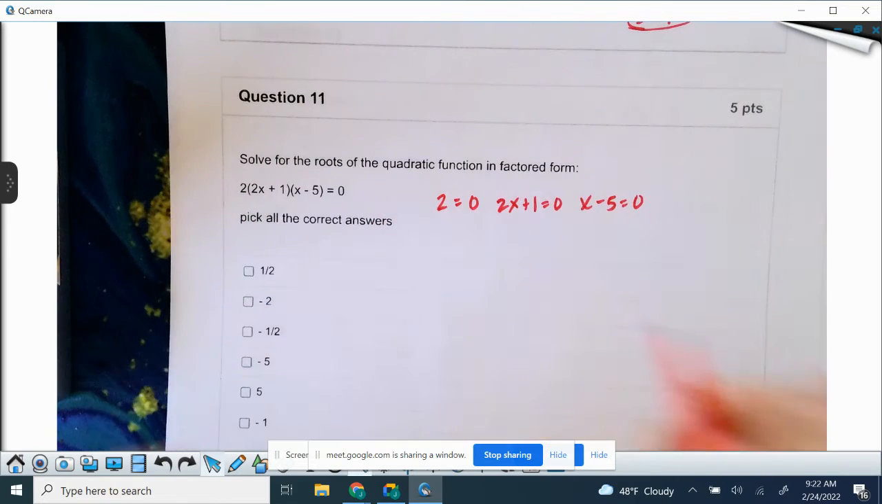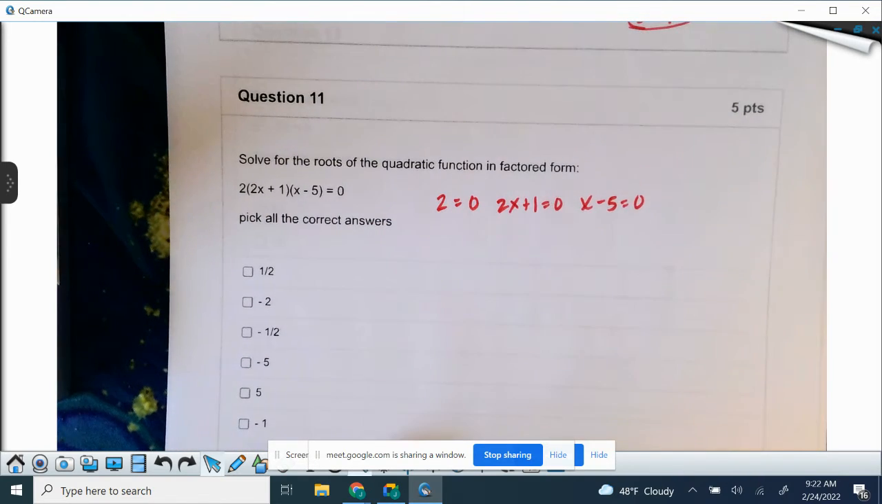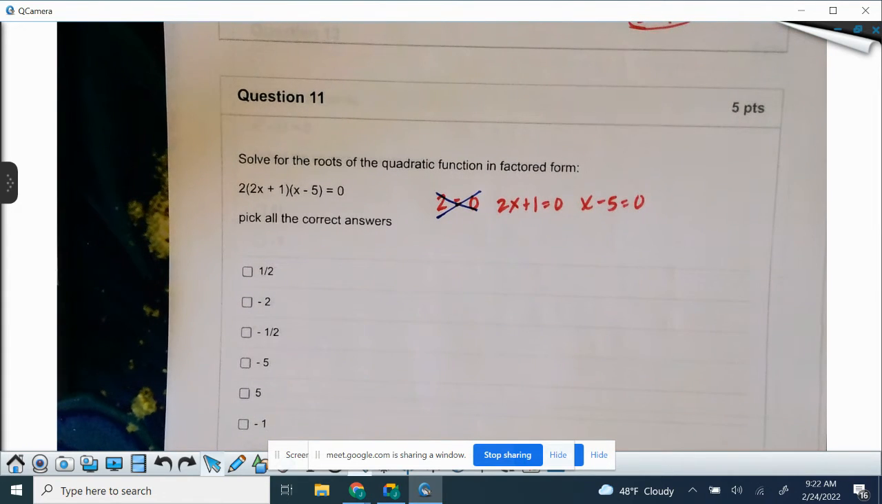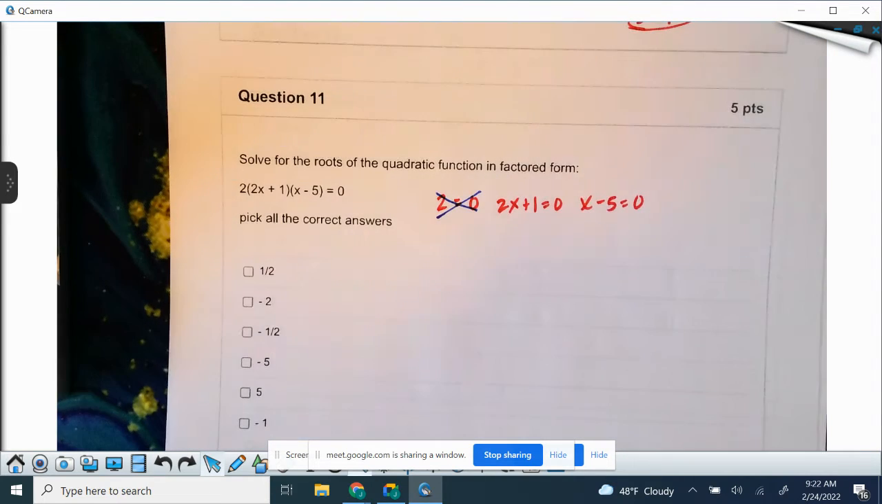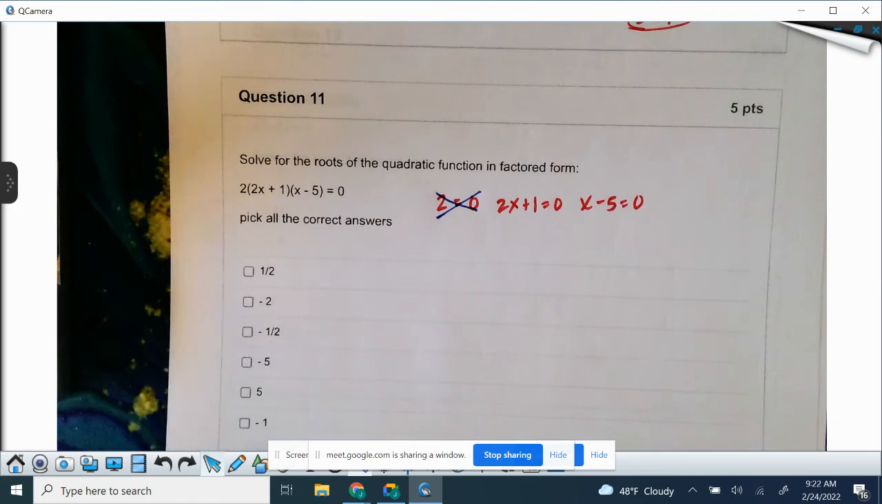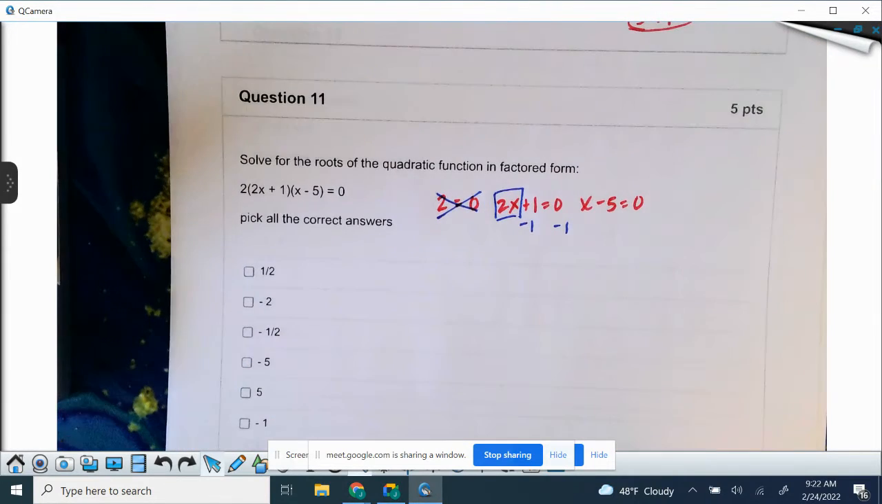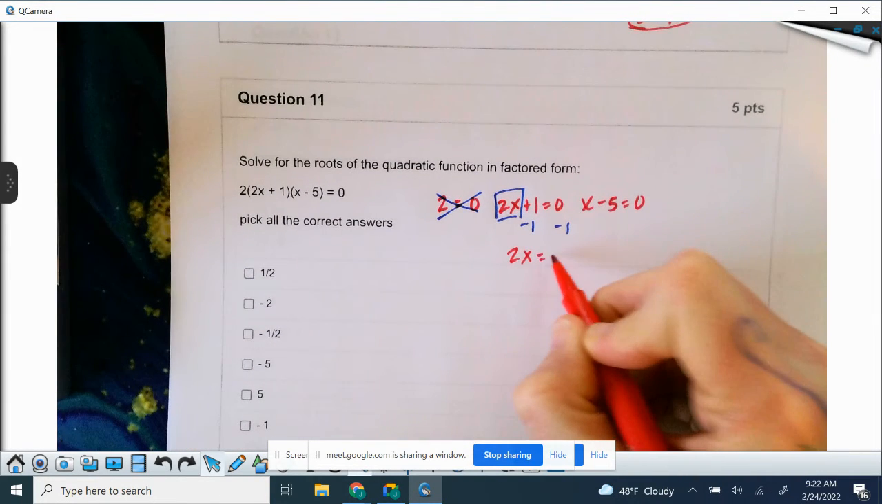All right, so 2 cannot equal 0. I just do that out of habit to make sure I don't leave out, in the event that there was a 2x in the front, because if it was 2x, then that matters, because then you could come up with a factor. I mean, you could come up with a zero or a root or a solution or x-intercept, because those are all the same things. We're going to get x by itself, so we're going to subtract 1 from both sides. So 2x equals negative 1.